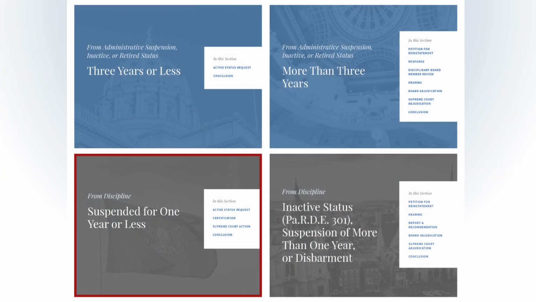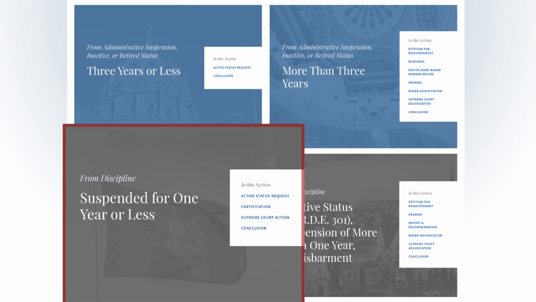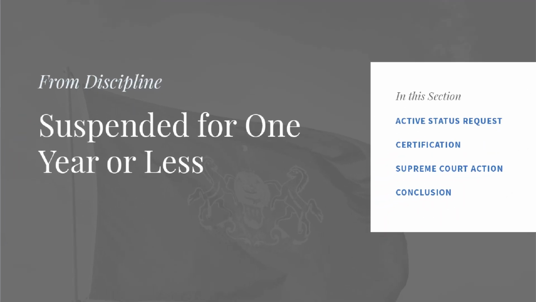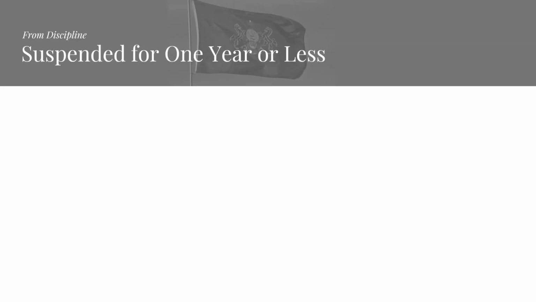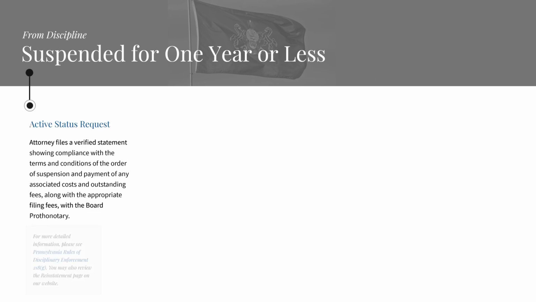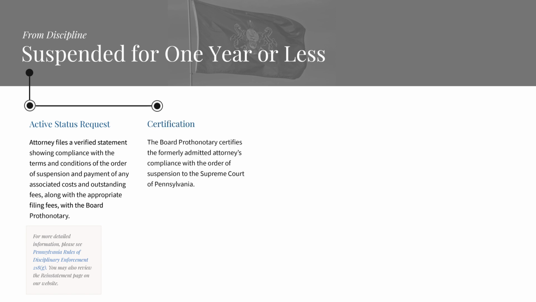From suspension for 1 year or less. Are you an attorney who has been suspended for 1 year or less by the Supreme Court of Pennsylvania and want to be reinstated? Once the term of your suspension has expired, you must file a verified statement demonstrating that you have complied with the terms and conditions of the order of suspension and of Enforcement Rule 217 with a board prothonotary. After the board prothonotary certifies your compliance to the Supreme Court, an order of reinstatement will be issued.